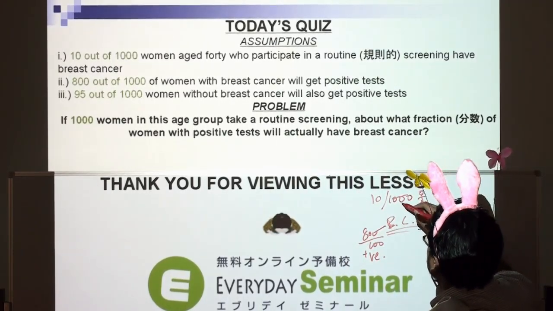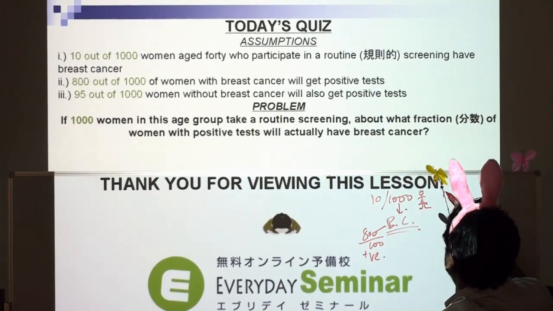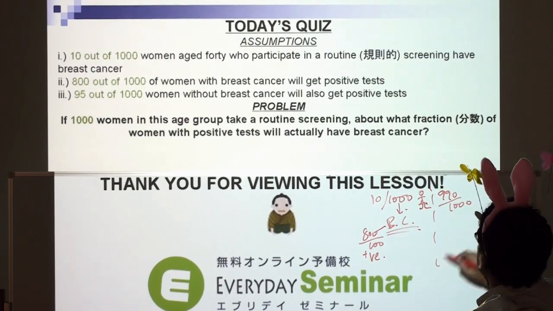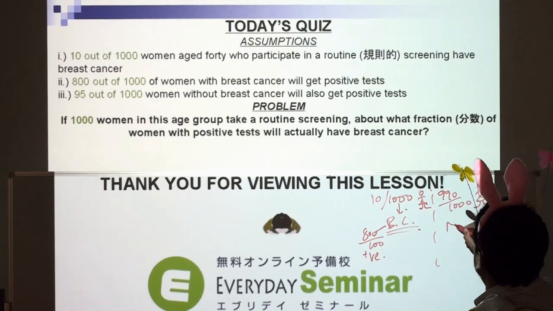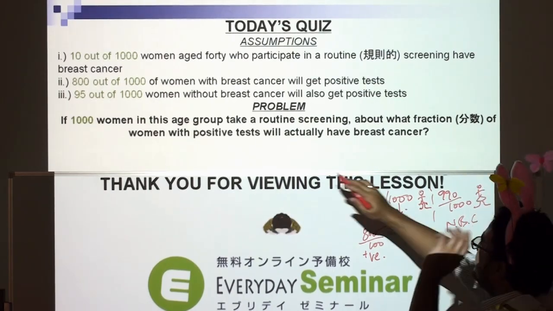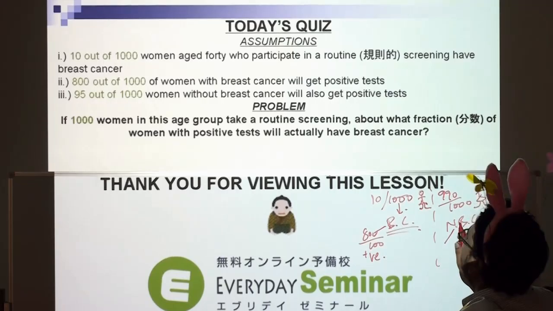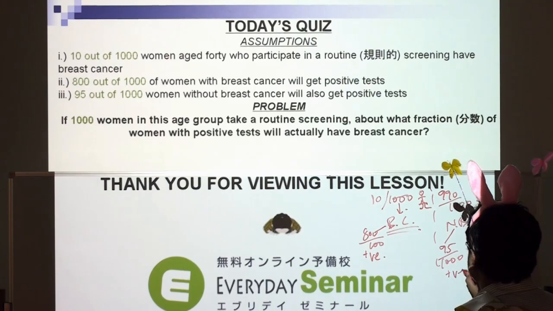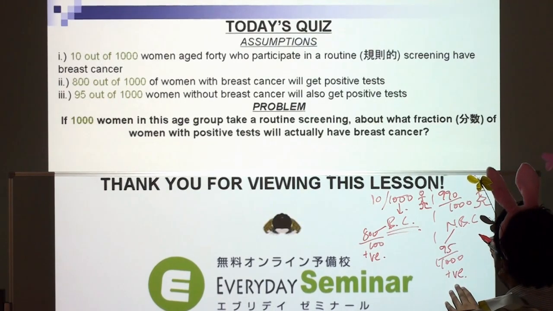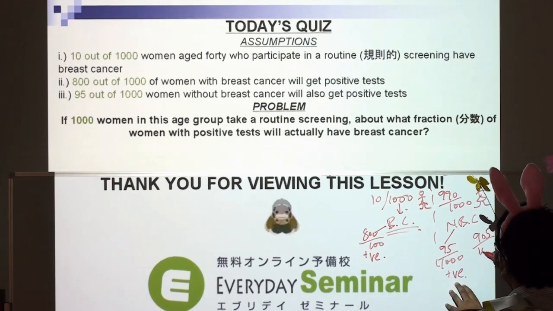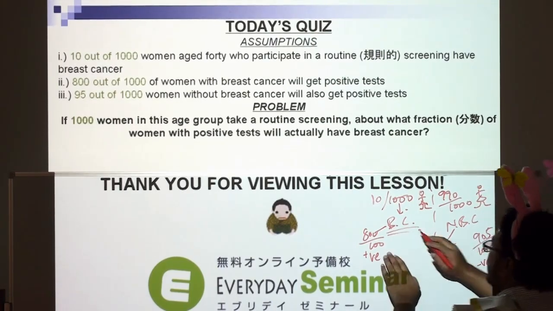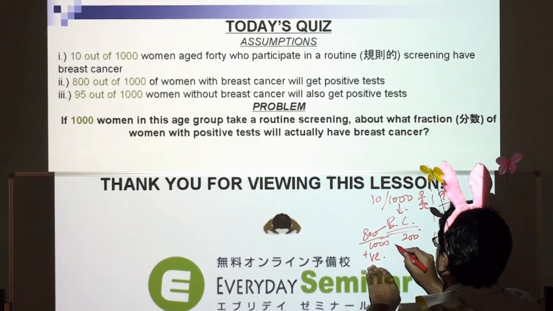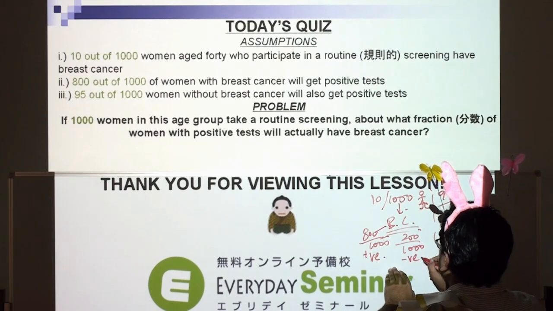So 10 out of 1,000 will get breast cancer, and we therefore have about 990 out of 1,000 women with no breast cancer. Okay? And of those with no breast cancer, we have 95 out of 1,000 who will get a positive test. Therefore, 905 out of 1,000 will get a negative test. Therefore, of people with breast cancer, 800 out of 1,000 get a positive. Therefore, 200 out of 1,000 get a negative.